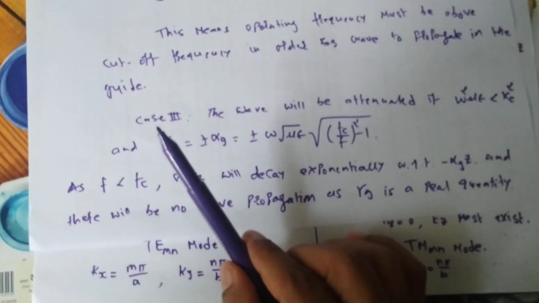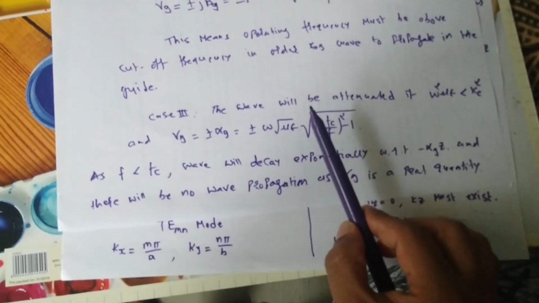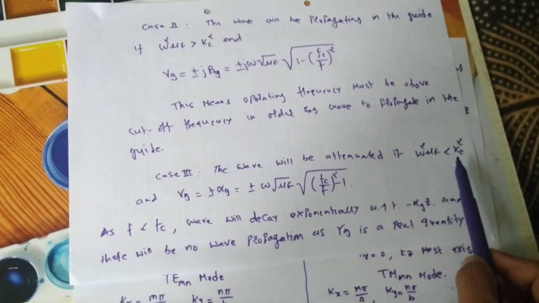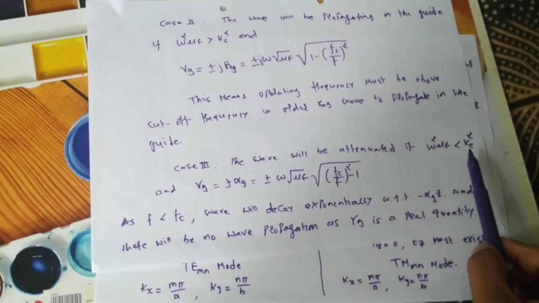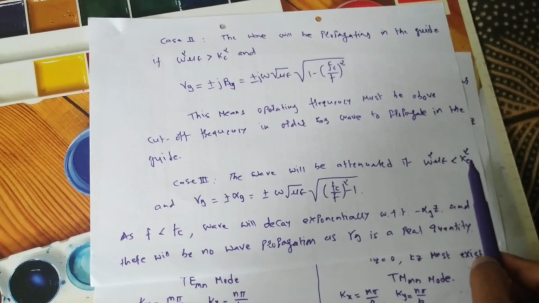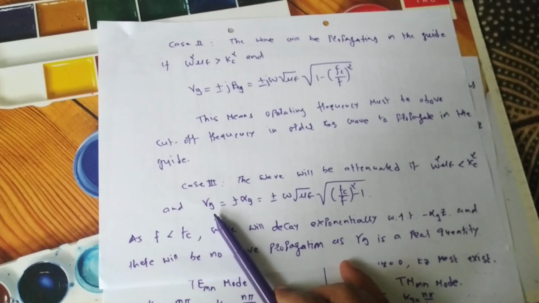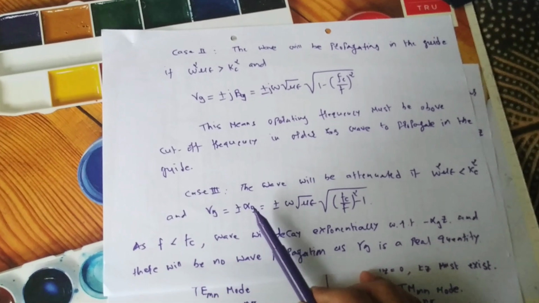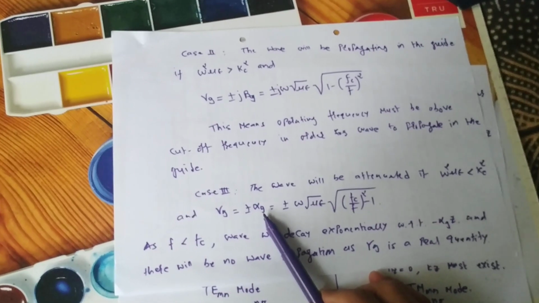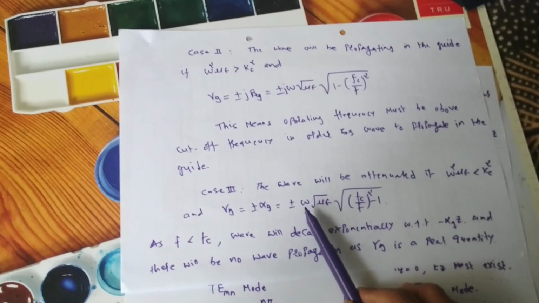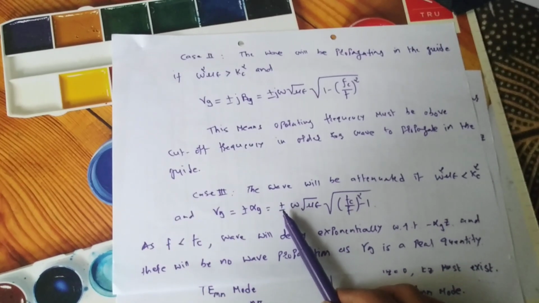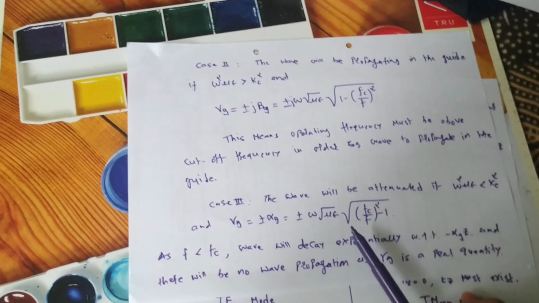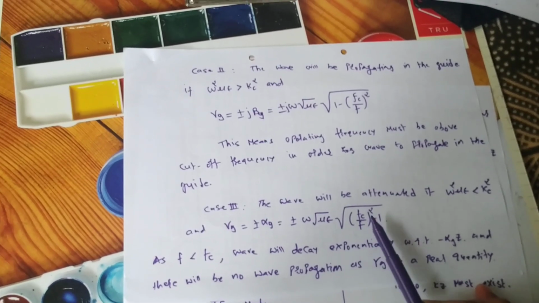In case 3, the wave will be attenuated if omega square mu epsilon is less than kc square, and in this case the propagation constant becomes plus or minus alpha g. So alpha g is the attenuation constant in the guide, and it will be equal to plus or minus omega square root of mu epsilon into square root of (fc over f) whole square minus 1.